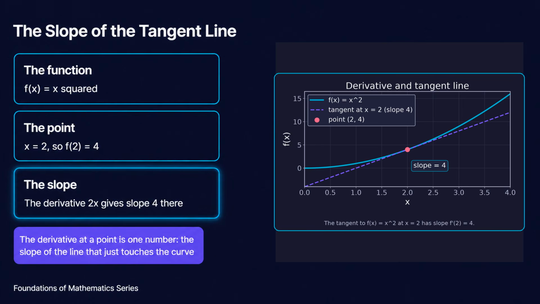Notice what the derivative is and is not. It is not a curve, and it is not a description of the whole function. It is one number attached to one point, the slope of the line that just touches the curve there. Move to a different point, and you get a different number. Collecting those numbers for every point is what turns the derivative at a point into the derivative function.